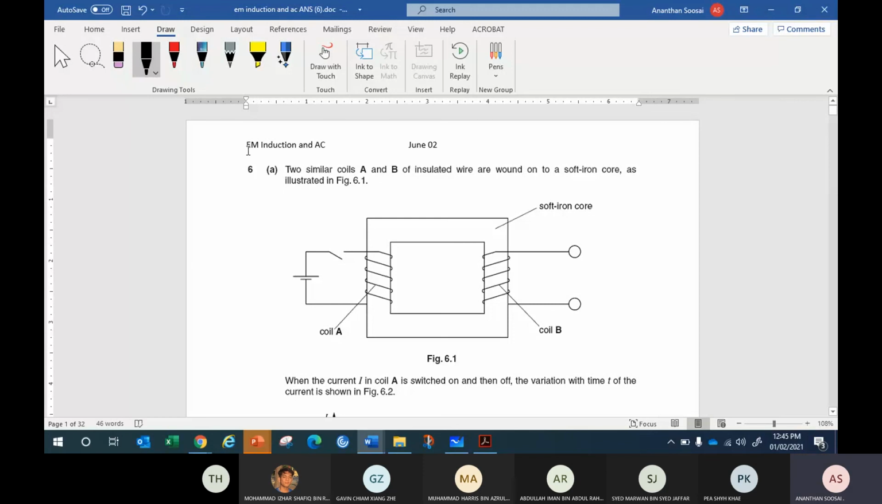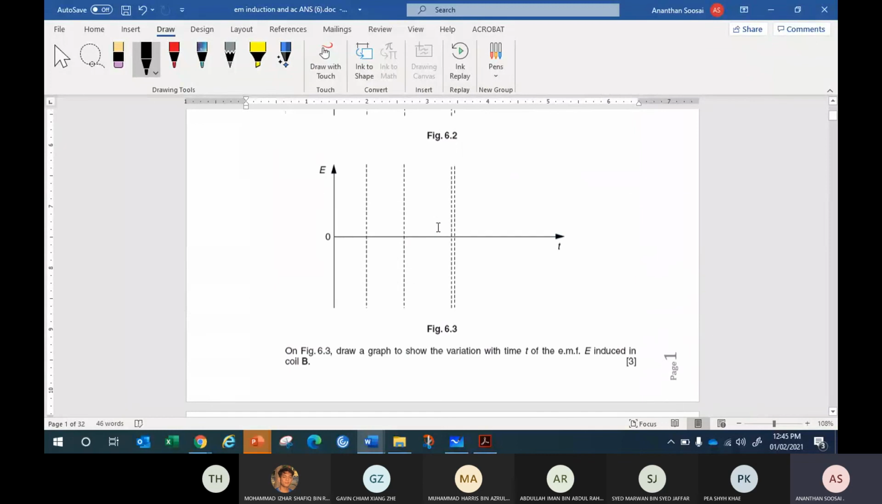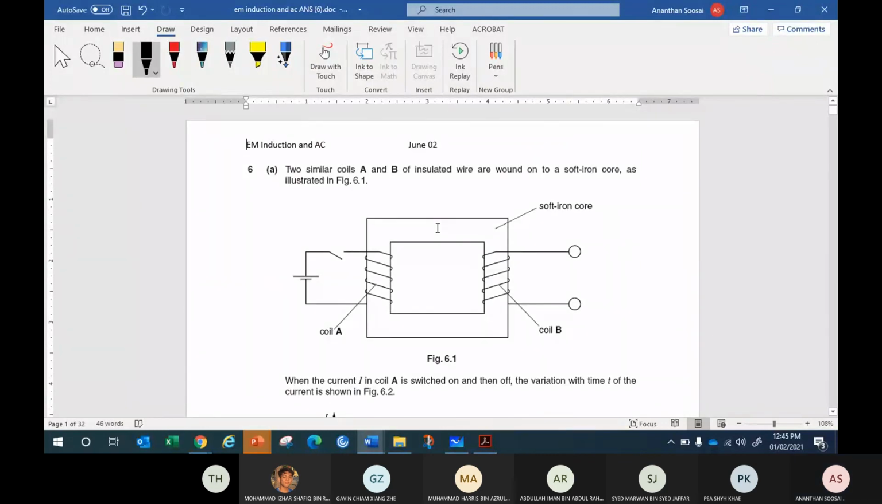Normally, this EM induction will be together with AC, alternating current. Alternating current is the next topic we're going to discuss. What links induction together with alternating current is the transformer. The transformer links alternating current and induction as one team. When we talk about transformer, we have to talk about AC and induction. That's why they are together in one question in the exam. Okay, let's go for the first question.